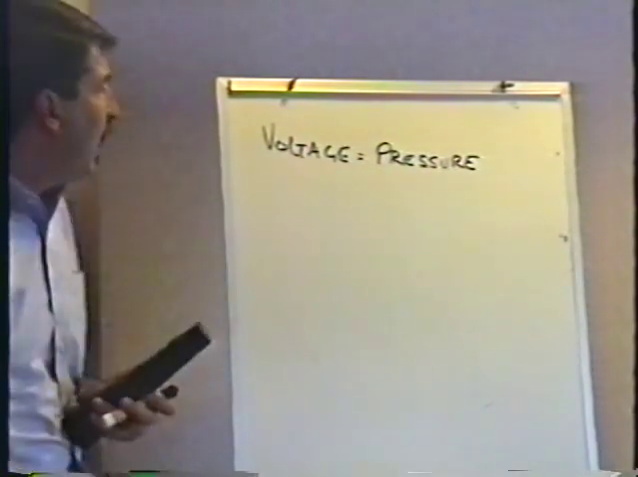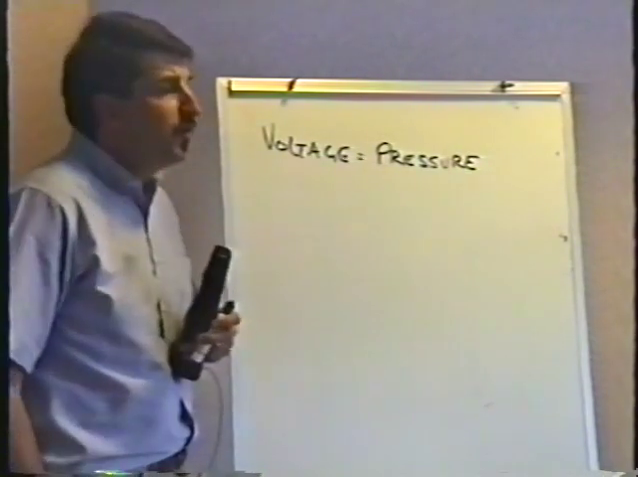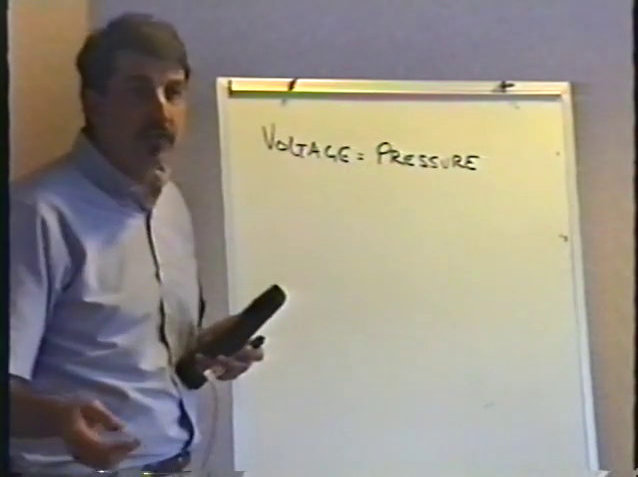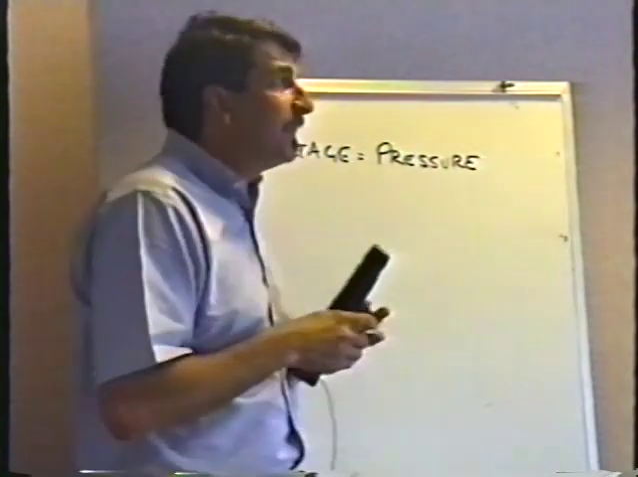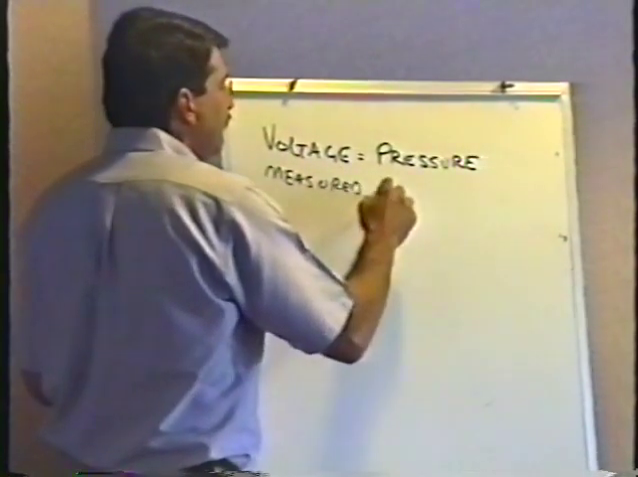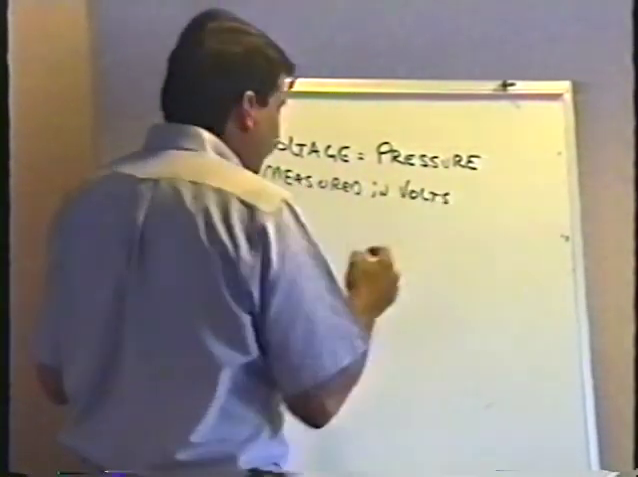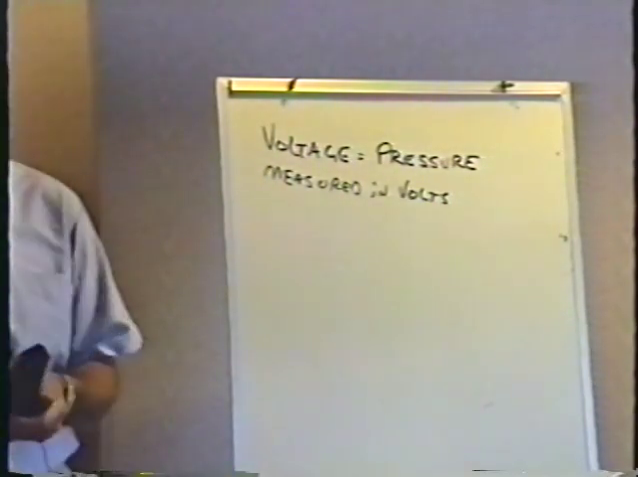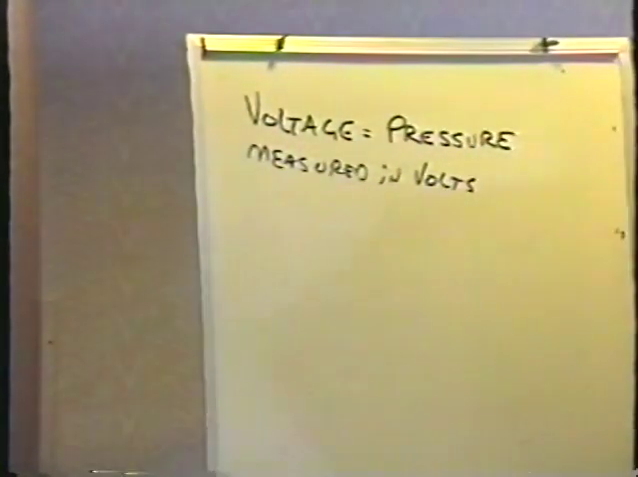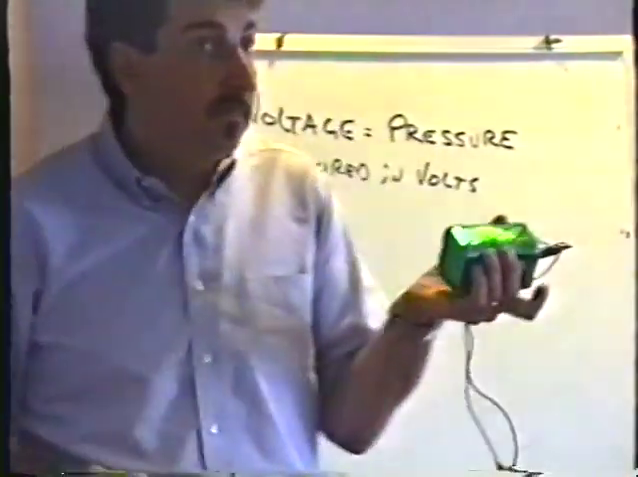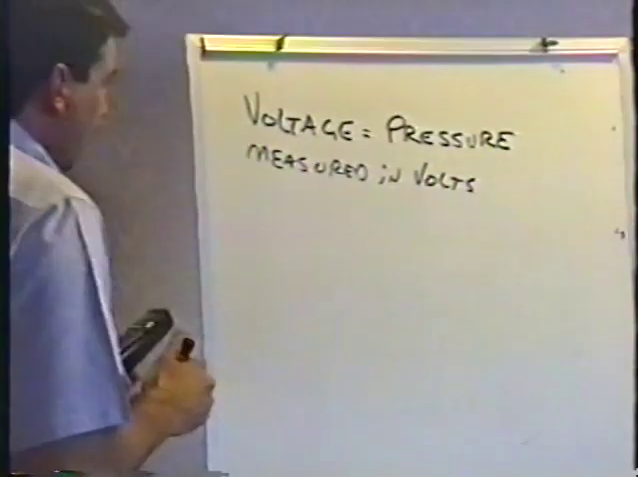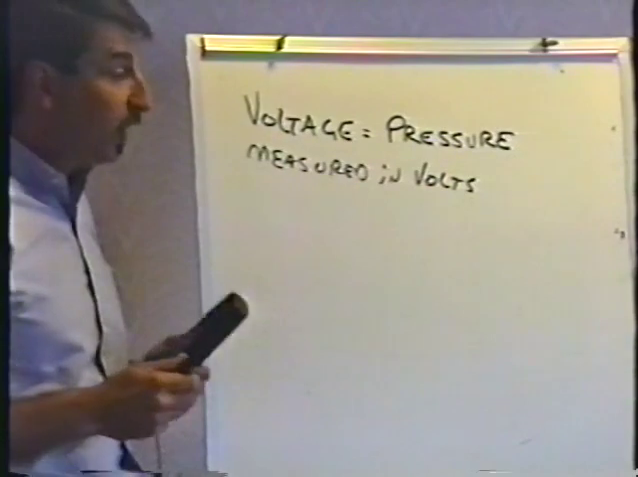Now, if I was talking about water pressure, what's our unit of water pressure? Pounds per square inch, PSI, right? Sure, PSI. Voltage, our unit is the volt. Voltage is measured in volts. 1 volt, 2 or more volts, pretty simple. In this case, named after a guy named Alessandro Volta. He's an Italian guy, and he's the guy that invented the chemical battery, hundreds of years ago. And so we measure voltage or pressure in volts.